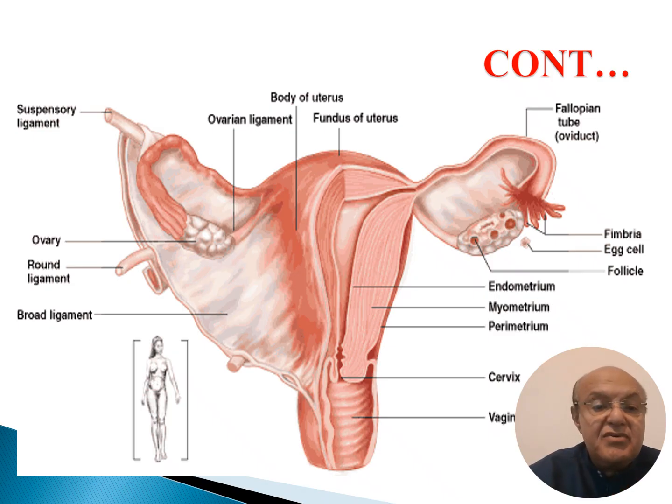And this is a peritoneal fold called the broad ligament, which surrounds the blood vessels and the lymphatic vessels of the reproductive organs. The broad ligament is just two leaves which surround the blood vessels of the reproductive organs.